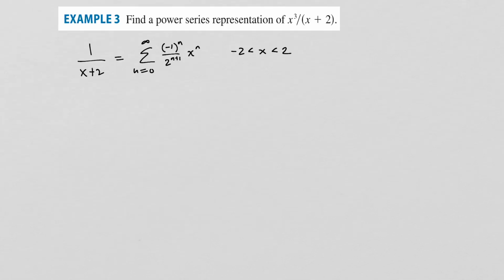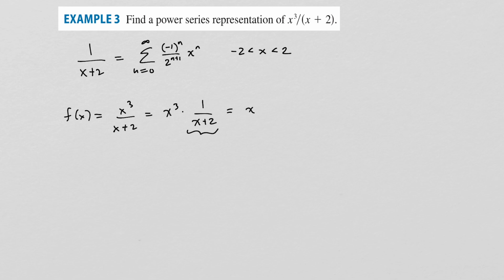In the next example, we're asked to find a power series representation of the function x cubed divided by x plus 2. Now, what I did here is I brought in the result from the previous example because I want you to see that this function here is related to the function here. Particularly, if I have the function x cubed over x plus 2, we know that we can write this as x cubed times 1 over x plus 2. And we know the power series representation for that.